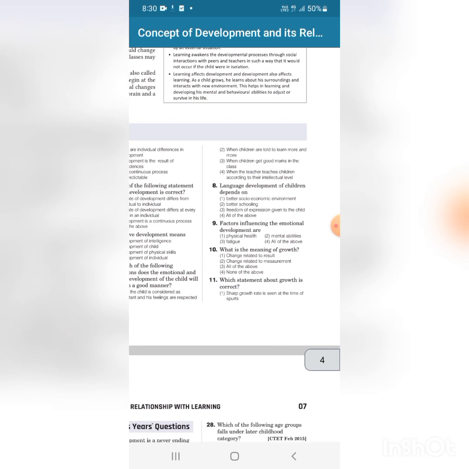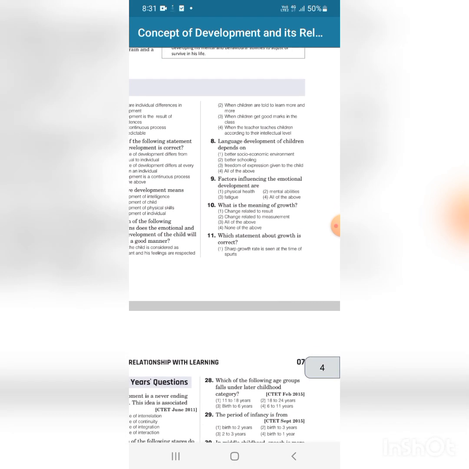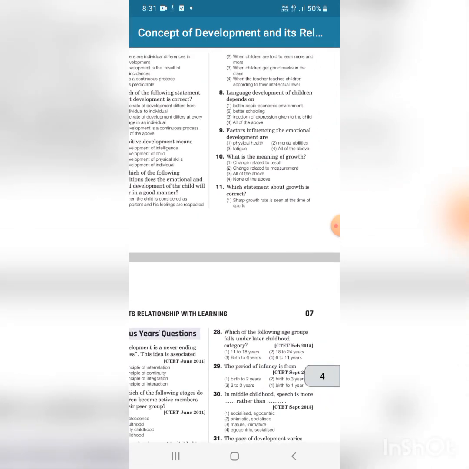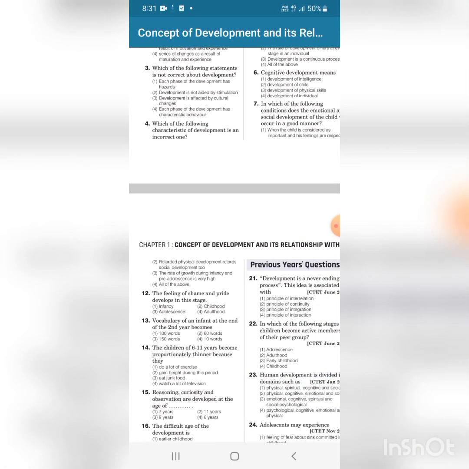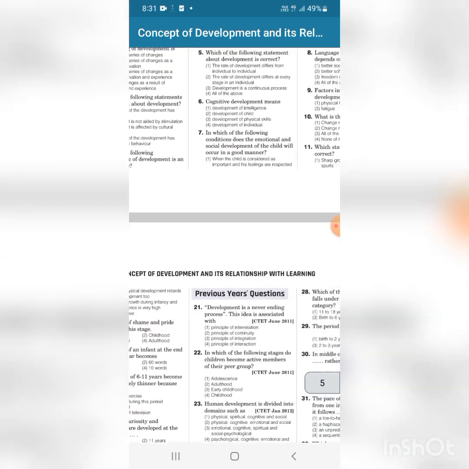What is the meaning of growth? Question number 10. The meaning of growth is change related to measurement. The changes happen in the measurement of weight, height, etc. Which statement about growth is correct? Question number 11. So all of them are correct.